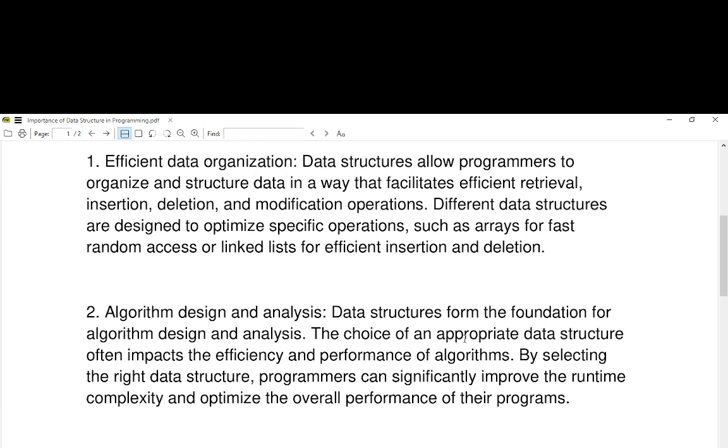Number two, algorithm design and analysis. Data structures form the foundation for algorithm design and analysis. The choice of an appropriate data structure often impacts the efficiency and performance of algorithms. By selecting the right data structure, programmers can significantly improve the runtime complexity and optimize the overall performance of their programs.